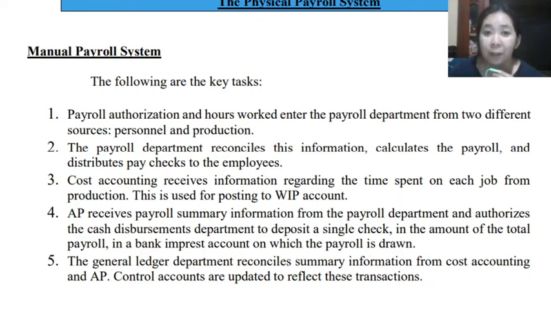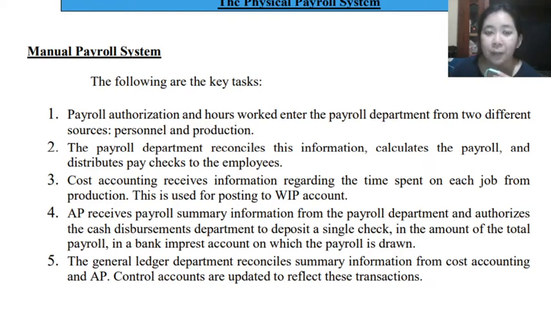Second, the payroll department will reconcile this information. As mentioned earlier, they will calculate the payroll, and later on, the paychecks will be distributed to the employees by the payroll master. Third, cost accounting will receive information regarding the time spent on each job from the production department. This will be used for posting to our work in process account.